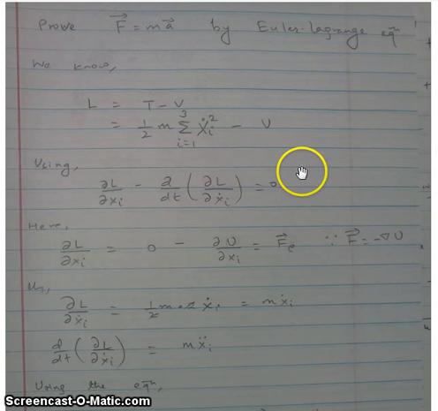To do that, at first I found the function L, which is T minus V, where T is the kinetic energy and V is the potential energy. Then it is written in Einstein notation form: 1/2 mass times velocity squared, which is actually the sum of x velocity squared plus y velocity squared plus z velocity squared, minus the potential energy.